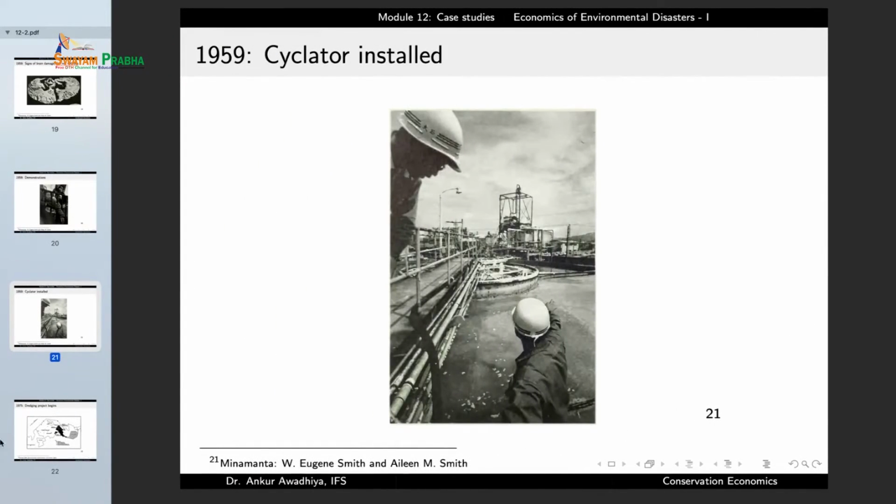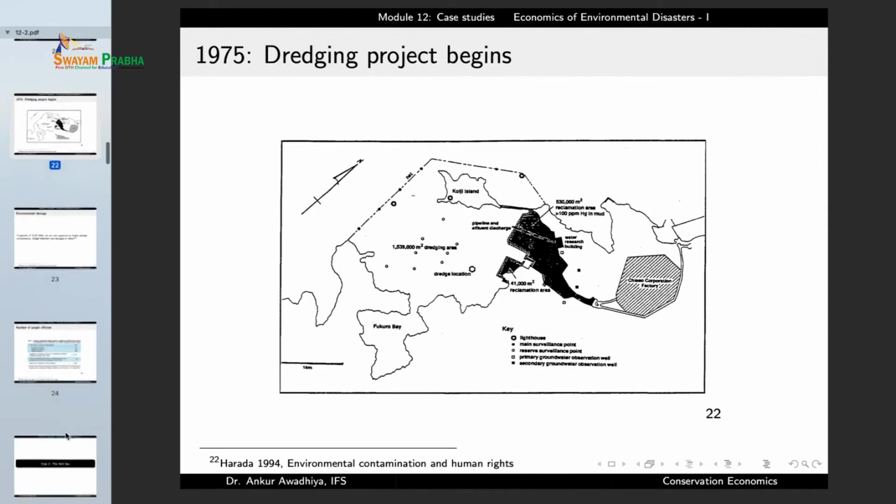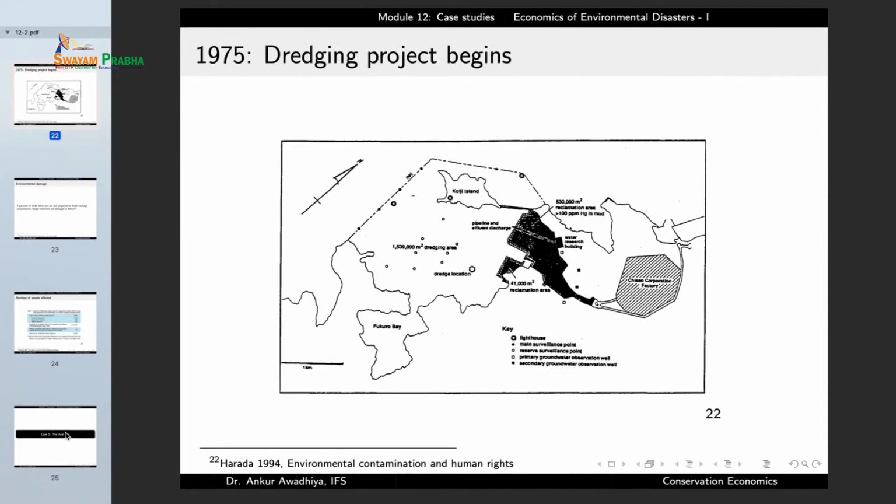So the company still carried on dumping the waste into the sea, even after knowing through one of its scientists that this waste was causing the neurological symptoms in the animals, in the fishes, and in the humans in this area. And because the company did hardly anything to stop these wastes, ultimately in 1975, this whole area had to be dredged, which means that all the sediments in the sea had to be excavated, processed, and thrown to some other location so that the level of contamination goes down.